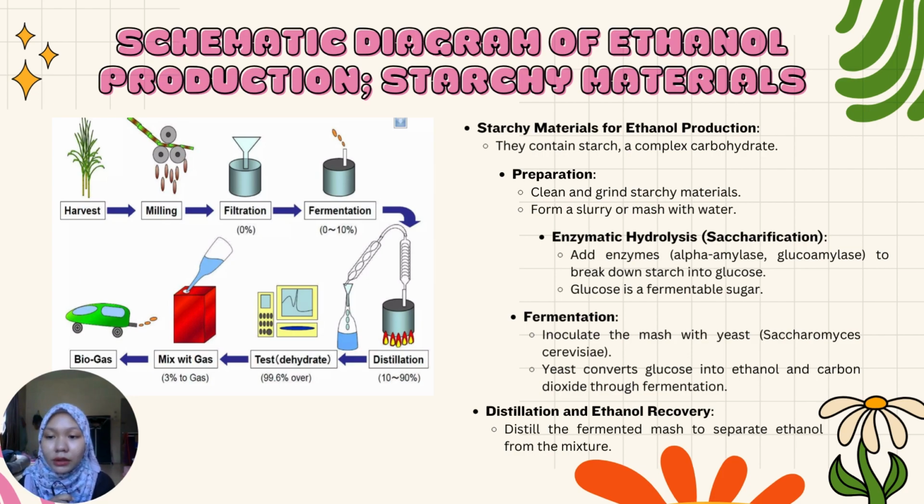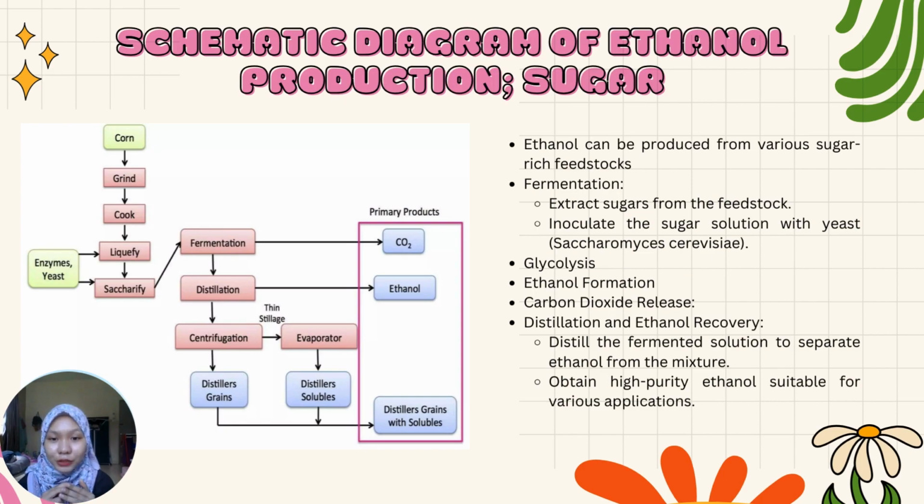and anhydrous ethanol containing less than 1% water by volume can be obtained through a further dehydration process if required for certain applications. Ethanol production from sugar. Ethanol can be produced from various sugar-rich feedstocks, including sugarcane, corn, wheat, and molasses. The choice of feedstock depends on factors such as availability, cost, climate suitability, and regional preference.